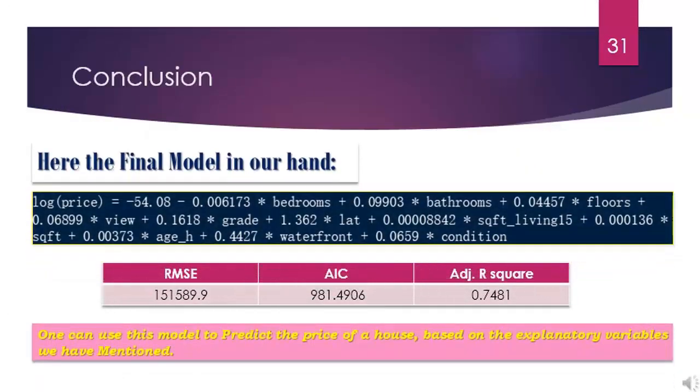Conclusion. Here is the final model in our hand, which is shown below. The model RMSE is 151,589.9. AIC value is 981.4906. Adjusted R-square value is 0.7481. One can easily use this model to predict the price of a house based on the explanatory variables we have mentioned.